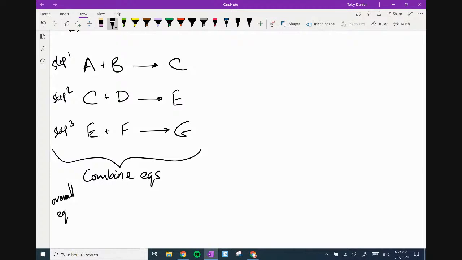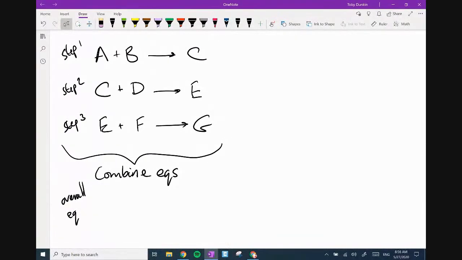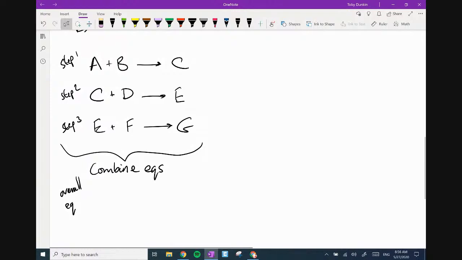On the chat, can you please give me the overall equation for those 3? Whilst you do that, what I'm going to mention is that one of these will be fast and slow. There's no hint in this particular question as to which one's which. We'll see that later.